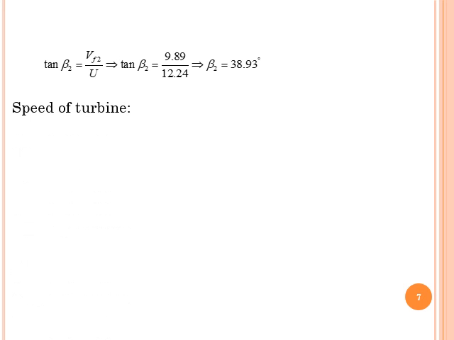Now I want to calculate the second part of the numerical, the speed of the turbine. The speed of the turbine is calculated by using this formula: U is equal to pi D naught N by 60, and U is taken as 12.24. Then the outer diameter, 3.5, is substituted here, and the speed is calculated as 66.79 rpm. So this is the method of getting the solution for the Kaplan turbines.